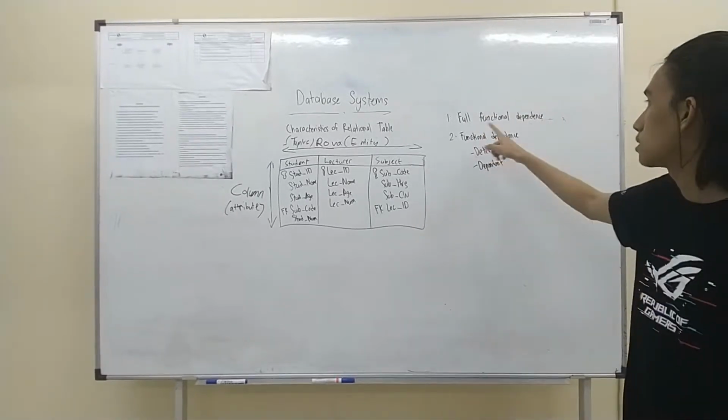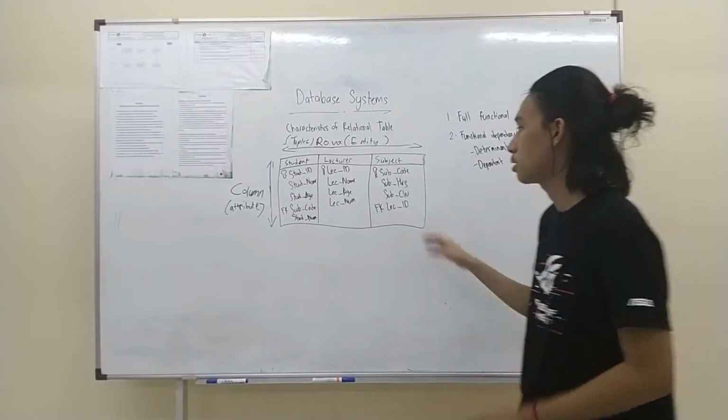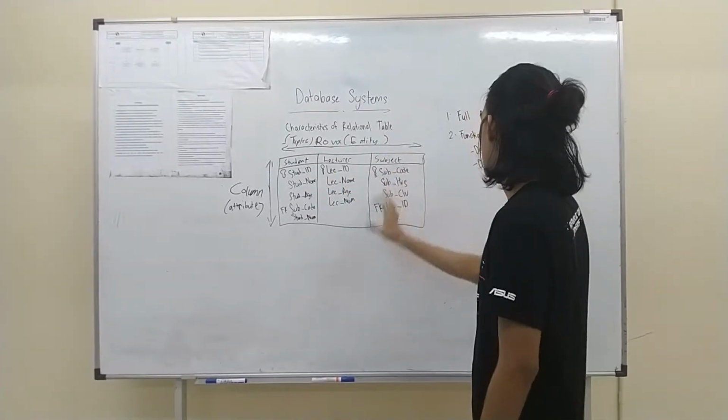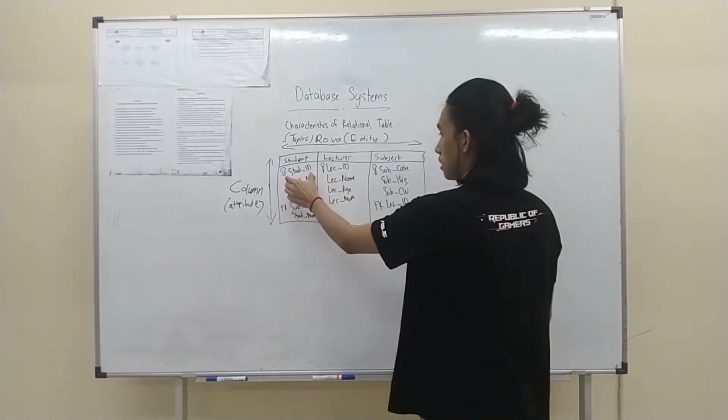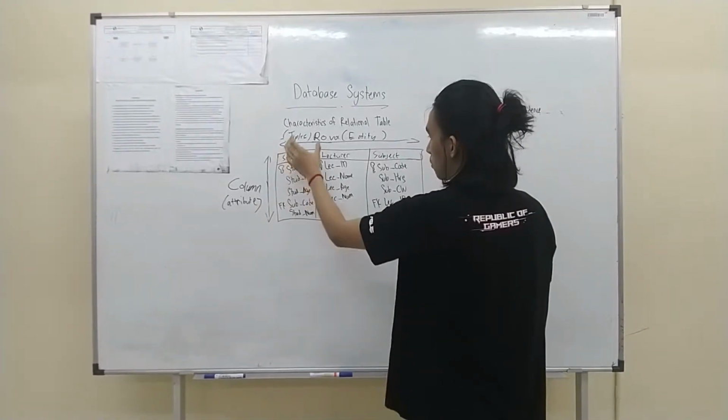So for full functional dependence, the concept is just the same as functional dependence, but on an entire collection. So for student ID, this student ID will determine the whole attribute in this one column.